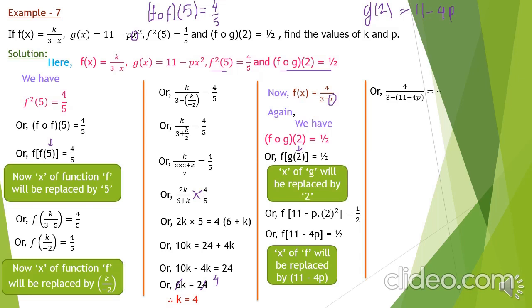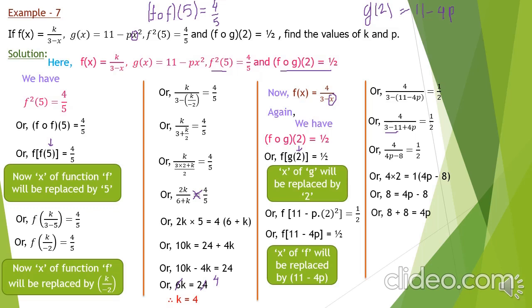So 4 upon 3 minus (11 minus 4p) is equal to 1 by 2. Cross multiplication, we can do cross multiplication. First let's open the bracket, let's make it easier. 4 upon 3 minus 11 plus 4p, which is 4p minus 8 on subtraction of 3 and 11. On cross multiplication, 4 into 2 is equal to 1 into 4p minus 8, so 8 is equal to 4p minus 8. Plus 8, 8 plus 8 is 16, so 16 is equal to 4p. We can clearly see the value of p is 4. 16 by 4, this will be 4.